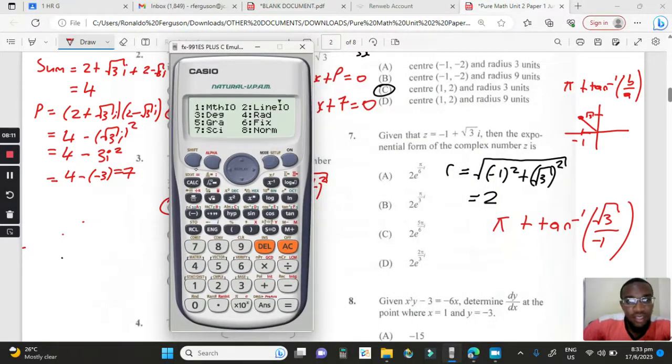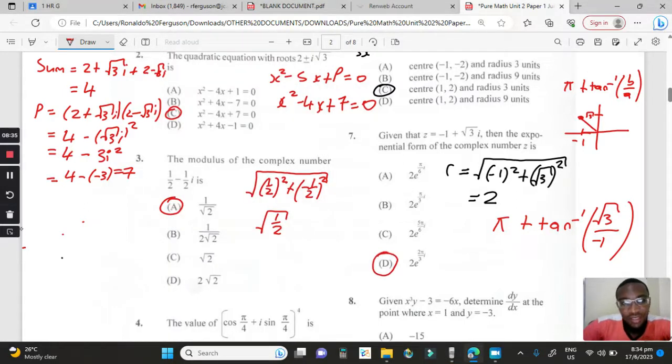Put your calculator in radians when you're dealing with pi. So you have pi plus tan inverse negative root 3. Close the bracket. And that's 2 over 3 pi. So that would be option D.